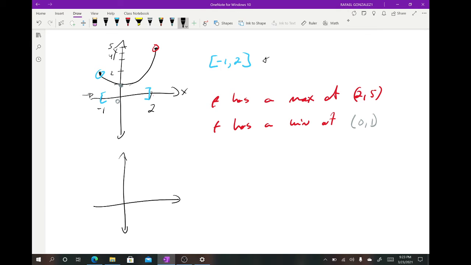Now what if we're given the same function? Okay, we're given the same function, so it kind of looks like this.